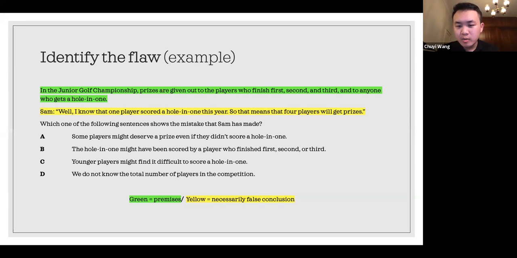Now let's look at the other 2 and see why they're not correct. Lots of students answered D for this question, but we're going to get to why they probably mistakenly answered D. Let's look at C. Younger players might find it difficult to score a hole in 1.